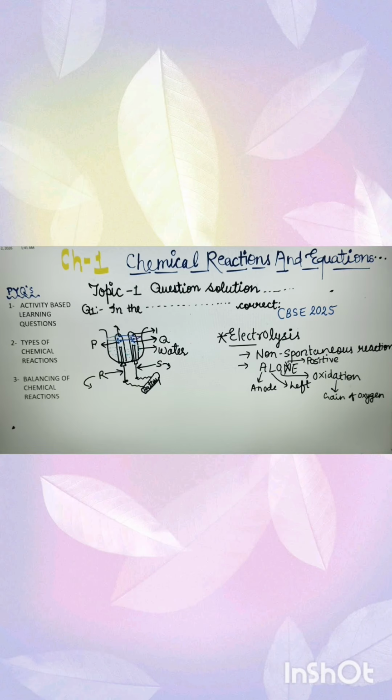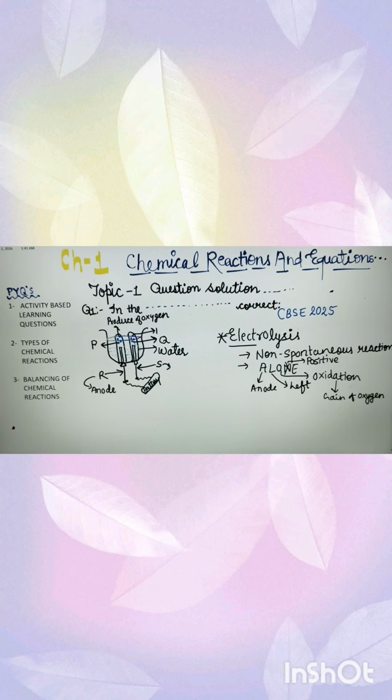So we'll mark the R electrode, which is present on the left side. I will write this is anode, and at anode there is oxidation. So on this electrode side, anode is what? Gain of oxygen. So there is production of oxygen.